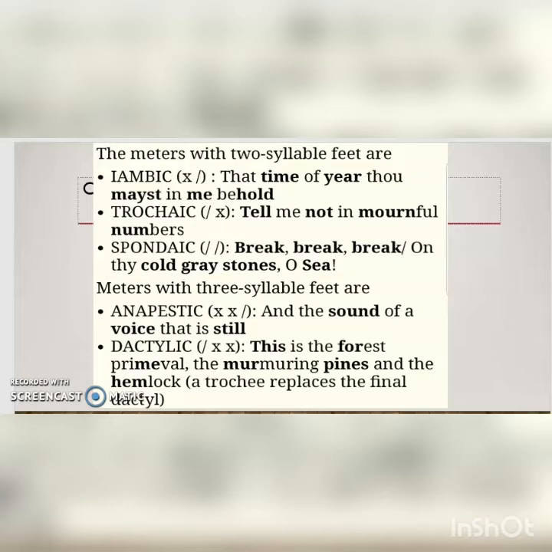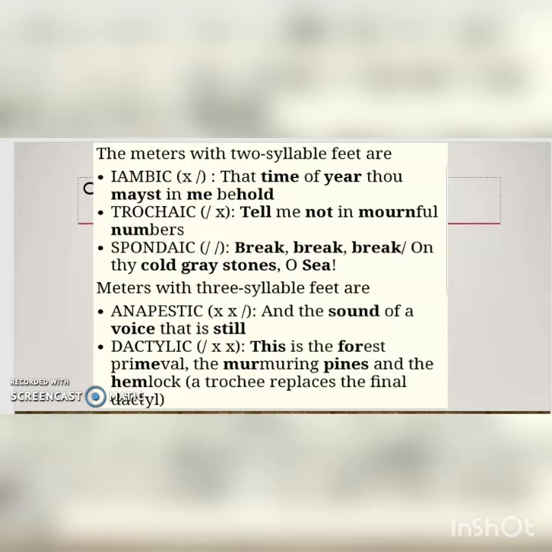So first syllable, that, is unstressed, and second is stressed, time. Then trochaic: first syllable is stressed and second syllable is unstressed. Now how would I read this line? Naturally, I will read it like this: tell me. I will not say tell me. You should know how to read the lines properly, where to put a stress. So my stress is on tell. First is stressed, tell, and me is unstressed.